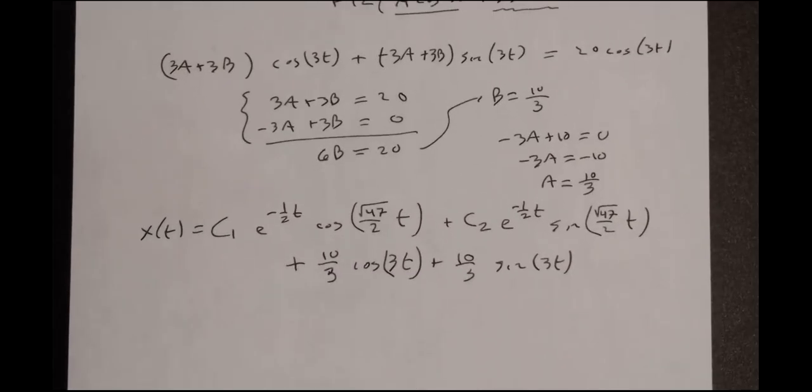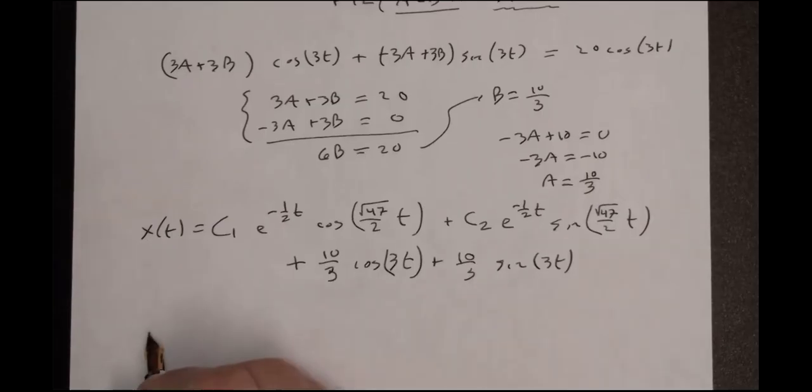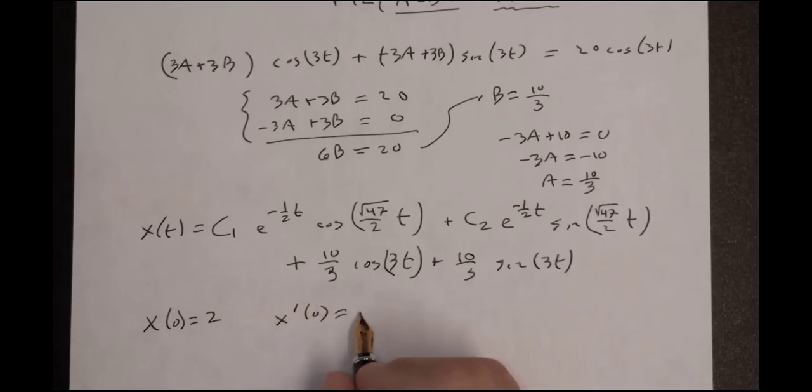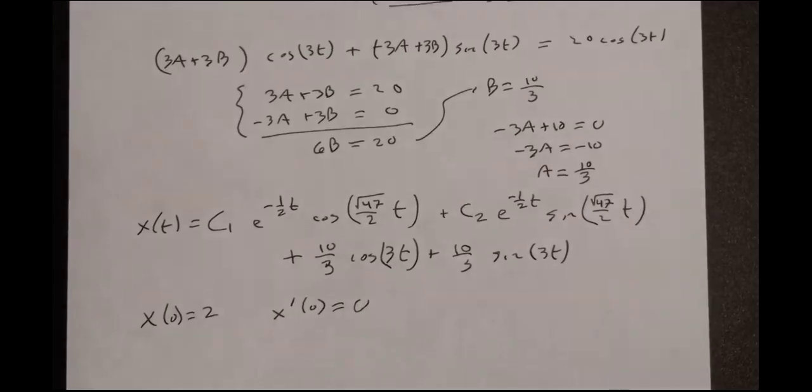I have initial conditions. X of 0 equals 2, x prime of 0 equals 0. I can solve for C1 and C2. I'm the first guy to tell you the numbers suck. Square root of 47 over 2? Barf. But a question for you. What happens as t goes to infinity?